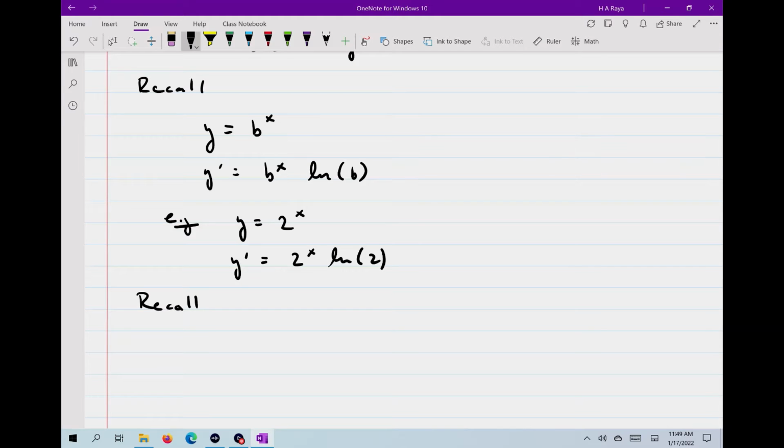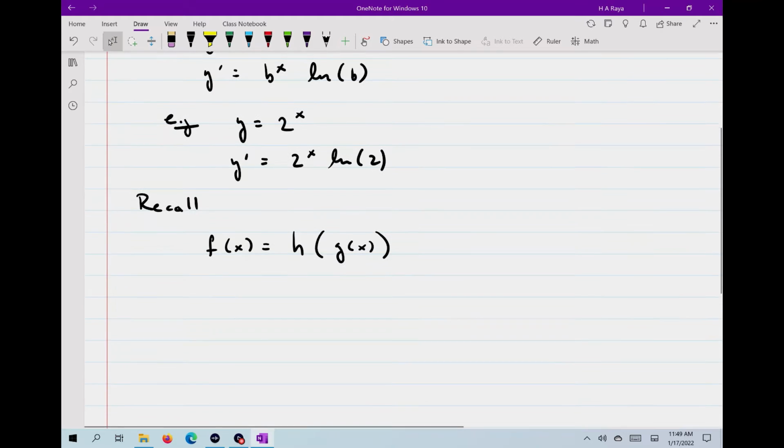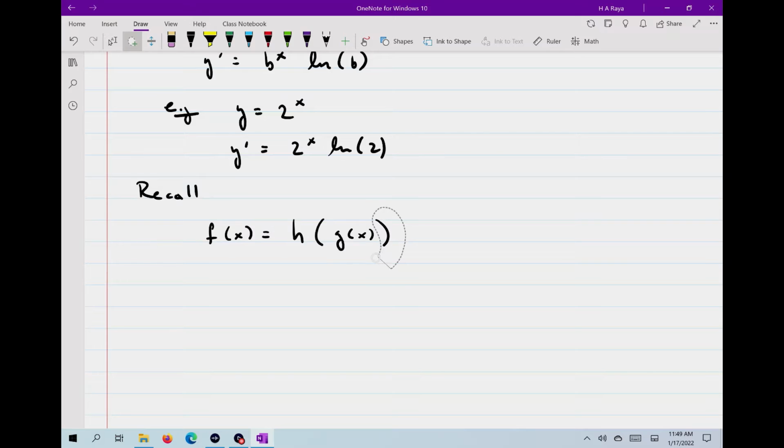Also, recall some of the things we know about the chain rule. So the chain rule says that if you have a function f of x equal to another function h of x composed with g of x, where your h of x is your outermost function and your g of x is your innermost function, you can take the derivative of this composition using the chain rule, where you're going to take the derivative of the outermost function h, evaluate that at g, and then multiply the whole thing times the derivative of g prime of x.